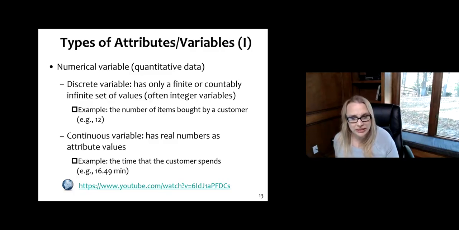You can have a continuous variable that has real numbers as attributes. An example could be the time the customer spends at a store. For example, it could be 16.49 minutes. And if you want to learn more about the types of variables, there's a link here that I have for you that goes to a YouTube video on this.